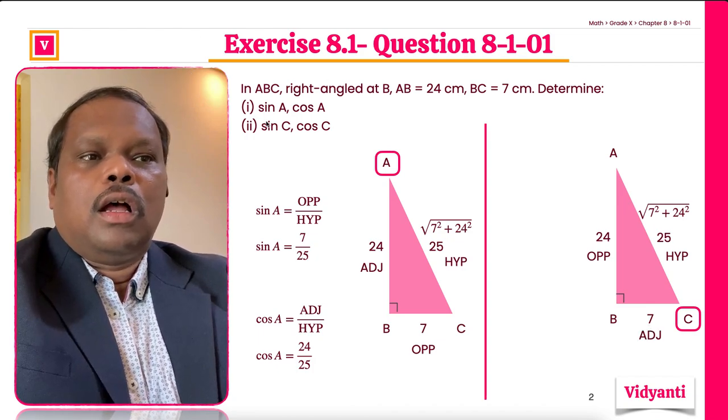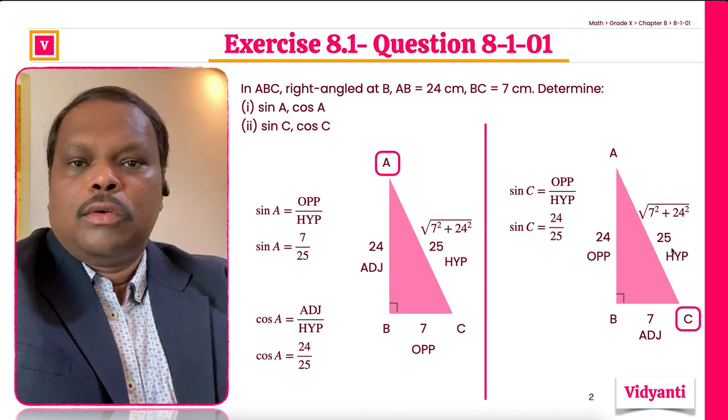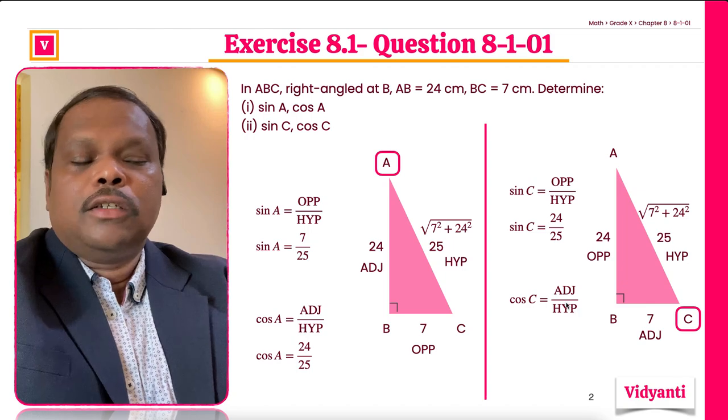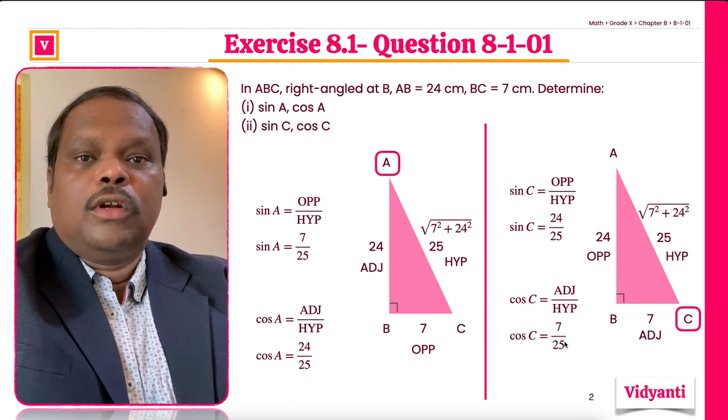So now, again, we have been asked sine and cosine. Sine is opposite over hypotenuse, that will be 24 over 25. And cosine is adjacent over hypotenuse, that would be 7 over 25. So these are your final answers.